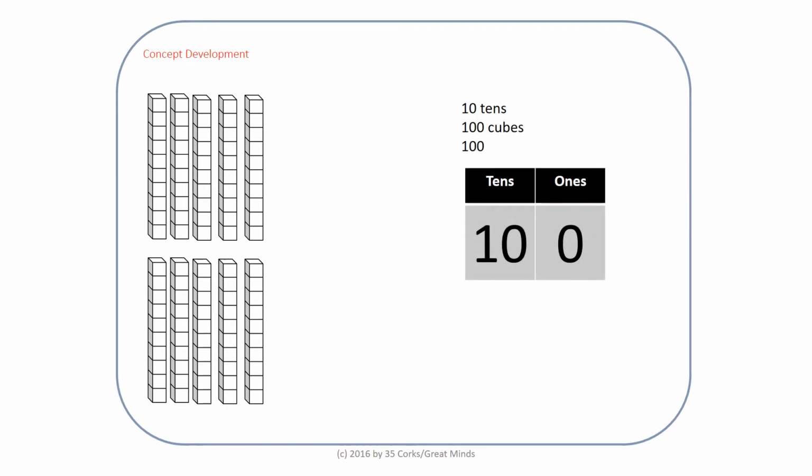So this is 10 tens, or you could say 100 cubes, or just 100. And then I'm showing you your place value chart. You have 10 tens and we had 0 ones. We know that's 100. So I want you to think about how I drew or wrote all of this out, and we're going to do that for all the upcoming ones.